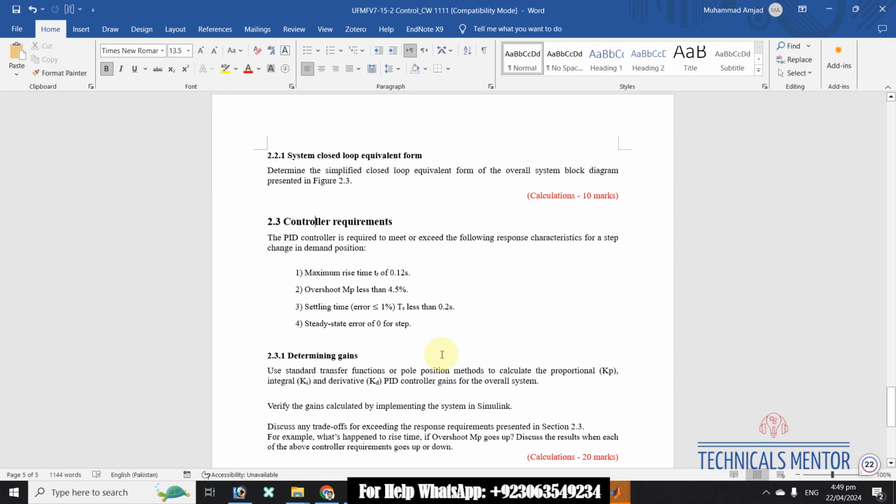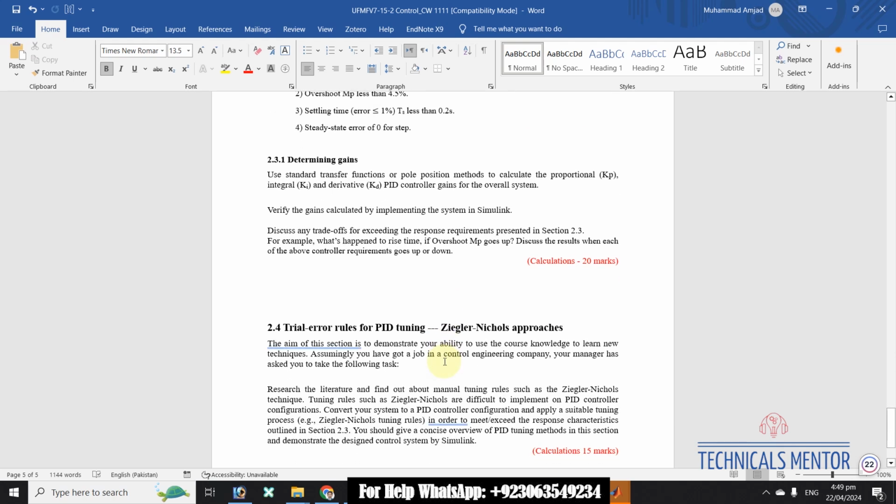Our controller requirements will be like this. Maximum rise time should be 0.12 second. Overshoot Mp less than 4.5%. Settling time Ts, with error equal to or less than 1%, should be less than 0.2 second. Steady state error of 0 for a step input.